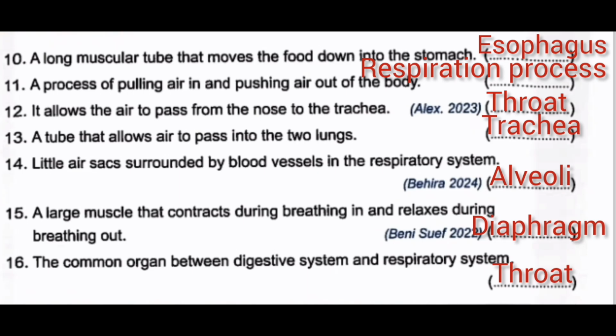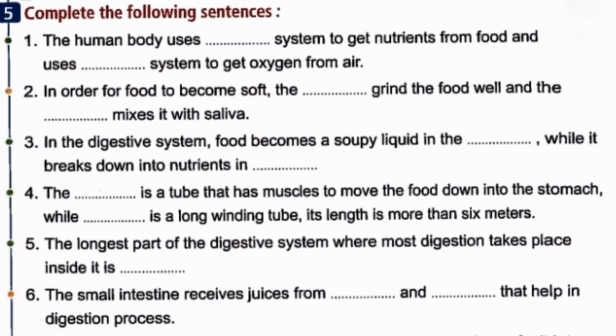Now let's answer question number 5, which is complete the following sentences. Number 1. The human body uses blank system to get nutrients from food and uses blank system to get oxygen from air. The human body uses digestive system to get nutrients from food and uses respiratory system to get oxygen from air.